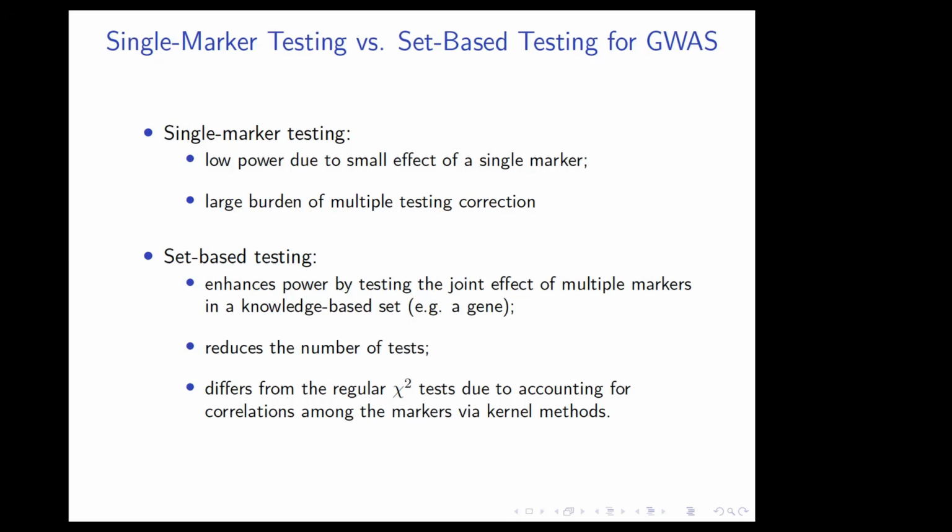Set-based testing tests multiple genetic markers in a knowledge-based set. For example, you can test multiple SNPs within a gene, or you can test multiple genes within a biological pathway. By aggregating the effects of multiple markers, set-based testing can increase the power for detecting genetic association and interaction. Set-based testing also remarkably reduces the number of hypothesis tests in GWAS and sequencing studies. Usually set-based tests make use of kernel methods to account for the correlations among the markers. That is different from the regular chi-square tests, like the likelihood ratio test, Wald test, and score test. Those tests do not account for the correlations among the markers.